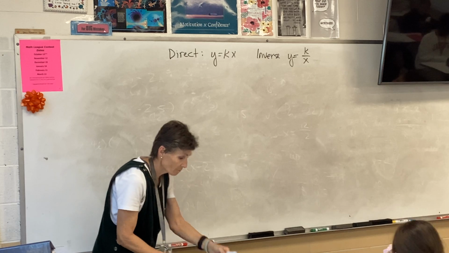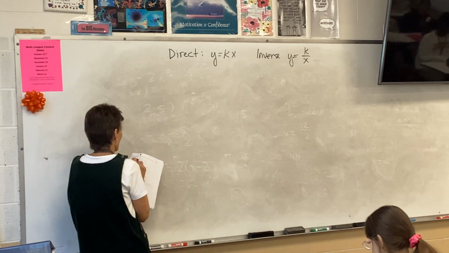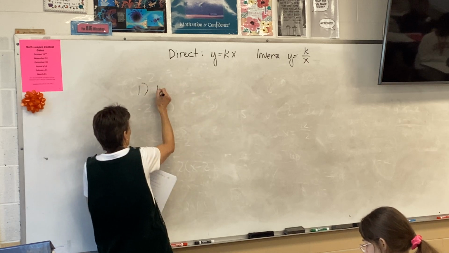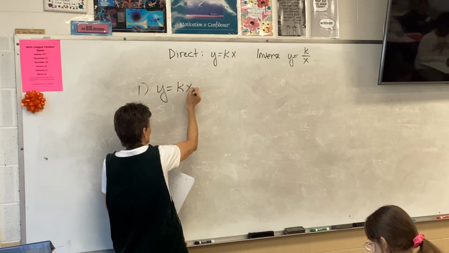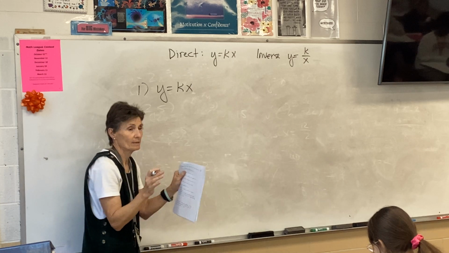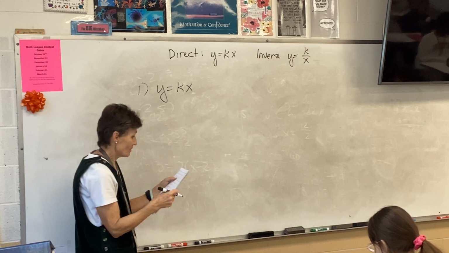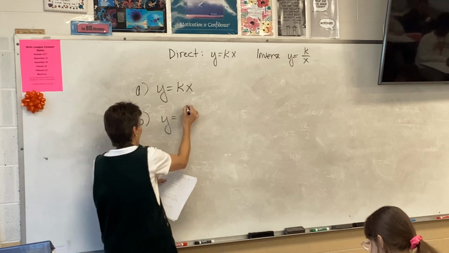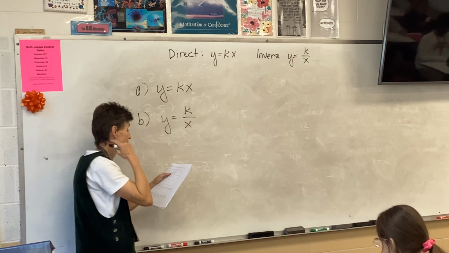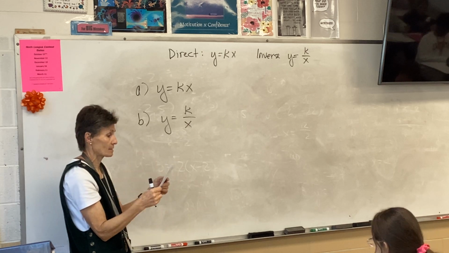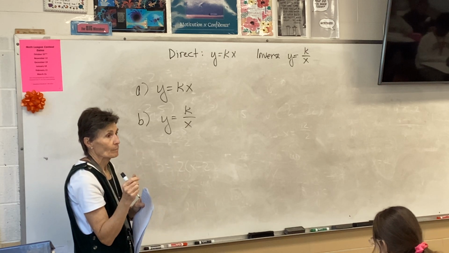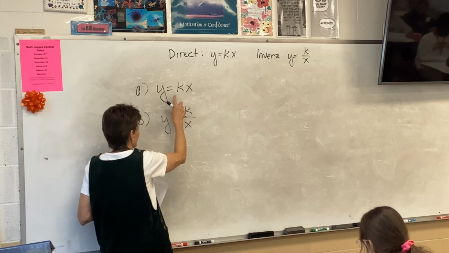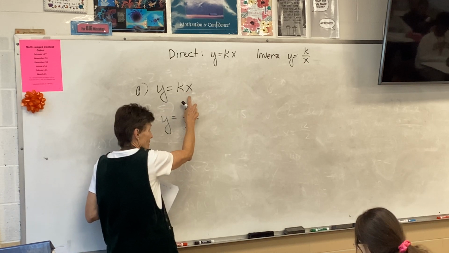So, A: y varies directly as x. That's y equals kx. And then B: y varies inversely as x, so that would be k over x. So again, y varies directly as x.